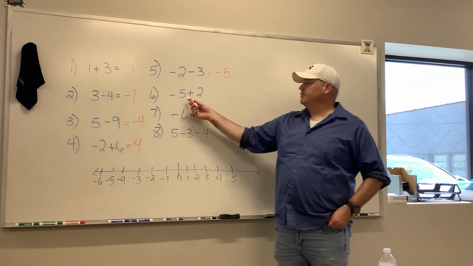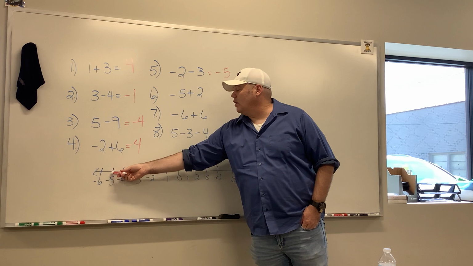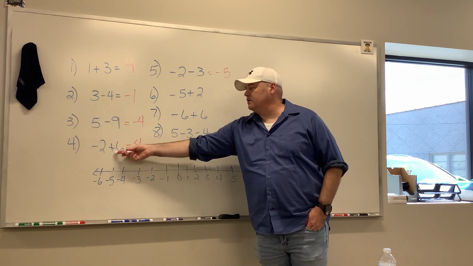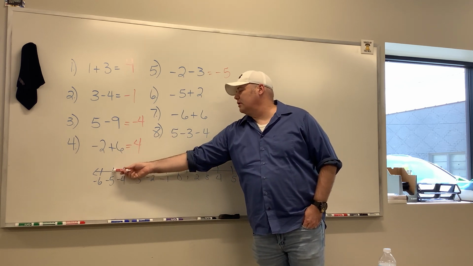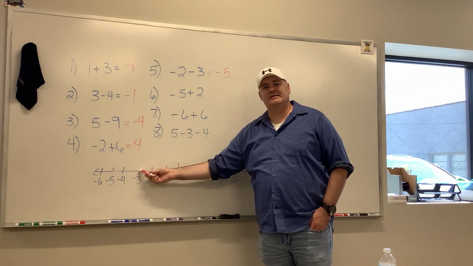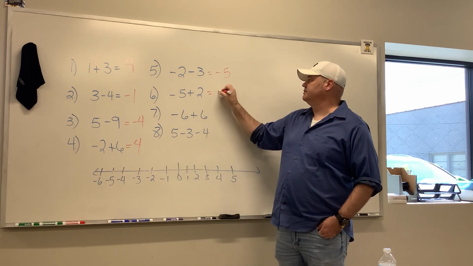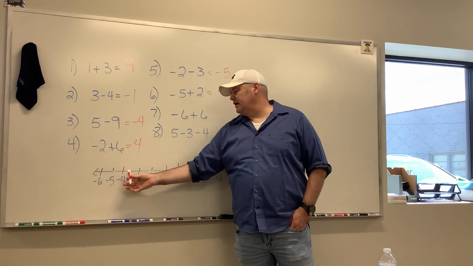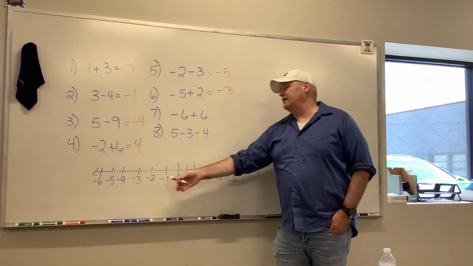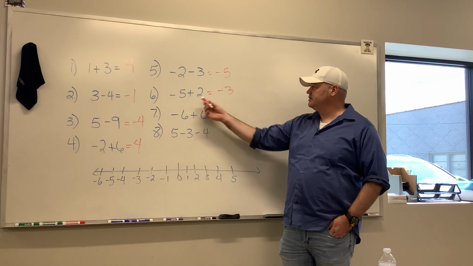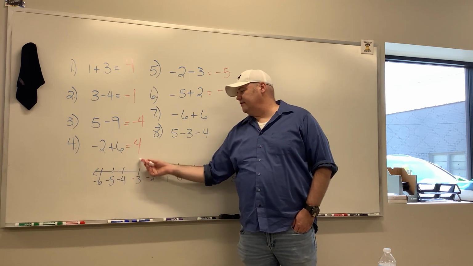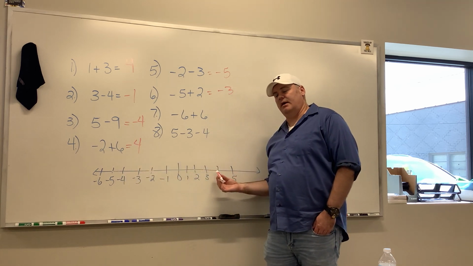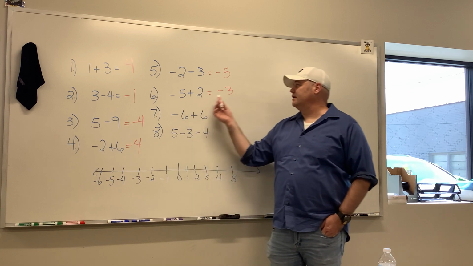Okay, this one we're going to start negative and go in the positive direction. Now that's like this one, except for we're going to go +2. Our answer is still over here at -3. So like this one, we started negative and went positive, and it brought us into positive territory. But this one, we didn't go enough in the positive direction to get us out of the negative. So our answer is -3.